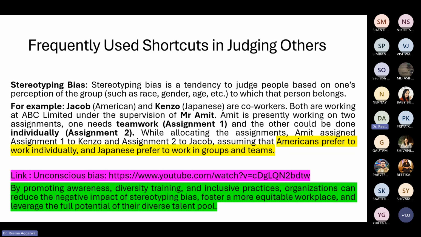ठीक है, जितना ज्यादा डाइवर्सिटी होगी ऑर्गेनाइजेशन में उतनी क्रिएटिविटी और इनोवेशन आएगी. Because the more different mindsets, the more different things will be on the table, you will be able to make better decisions. But to enjoy the benefit of diversity, it is important to reduce this bias of stereotyping.